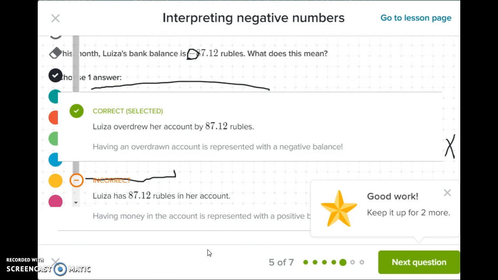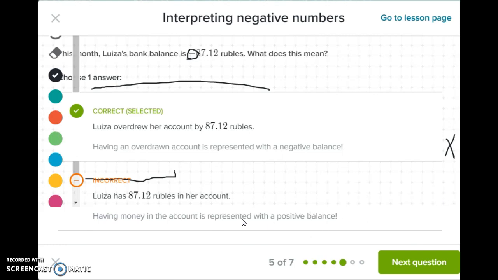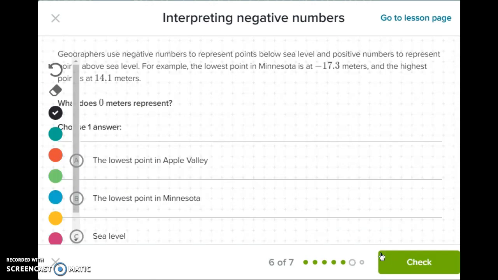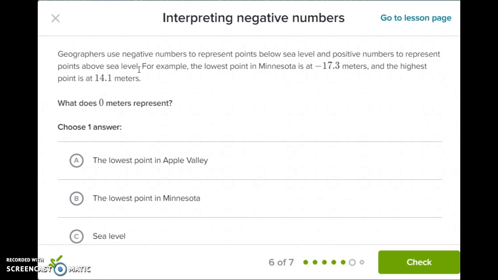Having money in the account is represented with a positive balance. Exactly. Having an overdrawn account is represented with a negative balance, as they would say. Geographers use negative numbers to represent points below sea level and positive numbers to represent points above sea level. For example, the lowest point in Minnesota is negative 17.3 meters, and the highest point is at 14.1 meters. What does 0 meters represent?